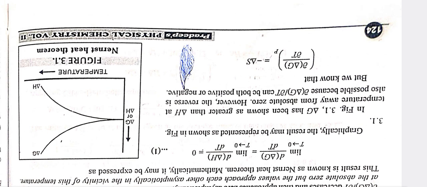Graphically, the result may be represented as shown in this figure. Combining these results in equation 1, we get limit T tends to 0 of ΔS equals 0 and limit T tends to 0 of ΔC is equal to 0. Since gases do not exist at the absolute 0, this means that the heat theorem is not applicable to gases. Similarly, it has been found to be inapplicable to liquids also.